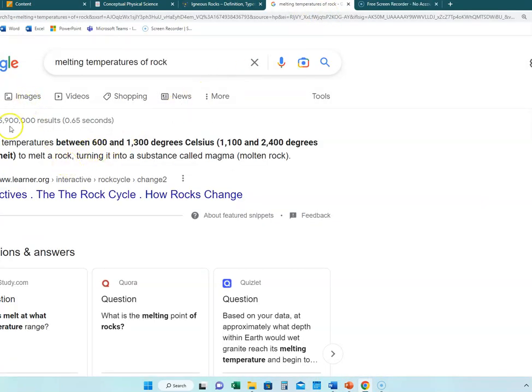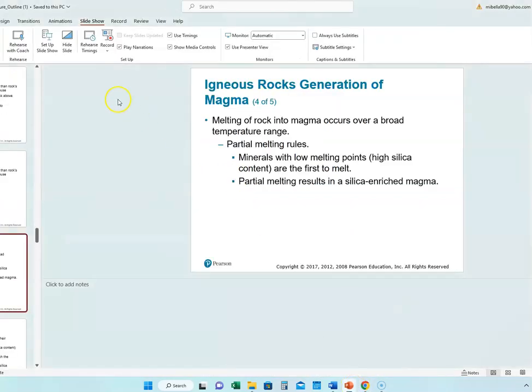All right, so right here, I just Googled the melting point of rock, and this is the range. Generally, it's anywhere from about 600 to 1300 Celsius. In Fahrenheit, that's 1100 to 2200 degrees Fahrenheit. So that's what it takes to melt rock and turn it into, of course, magma.